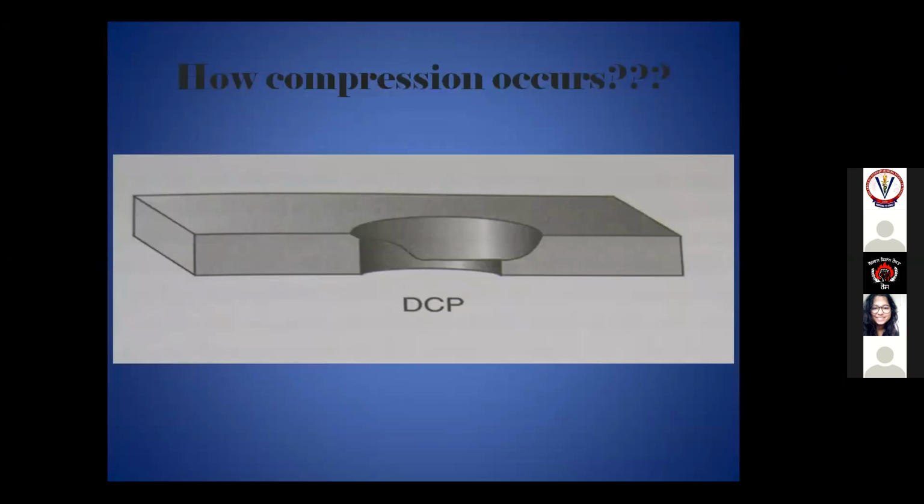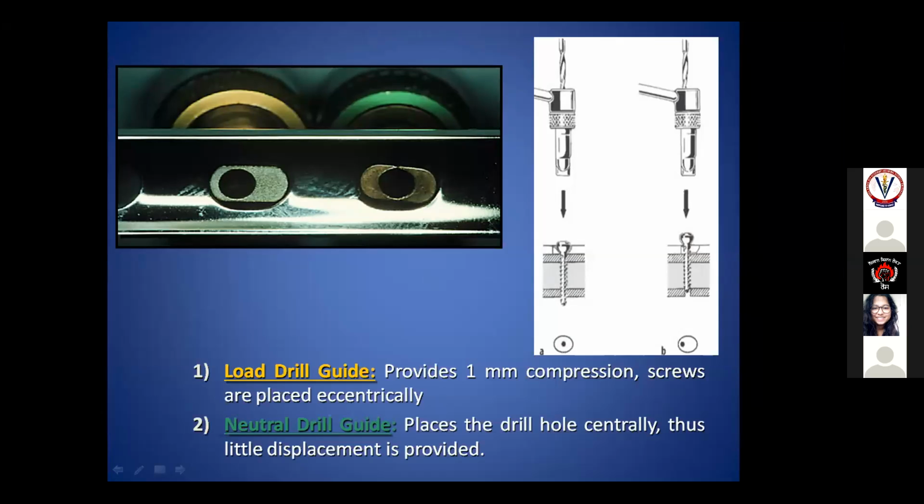So if you take a cross section of a dynamic compression plate, the hole will look like this. See this, you are seeing here, this slanting hole here. The rest of the hole is normal. Only on one side of the hole do you have this slanting surface. When you use this area and you drill a hole and apply a screw, when you tighten the screw, the screw head will slide over this slanting surface, and this movement of the screw head will cause compression of the fracture. And to create that compression, we have to use a device called a drill guide.